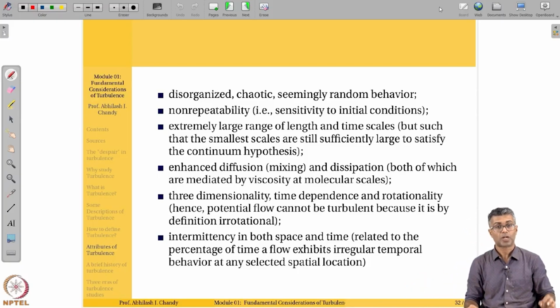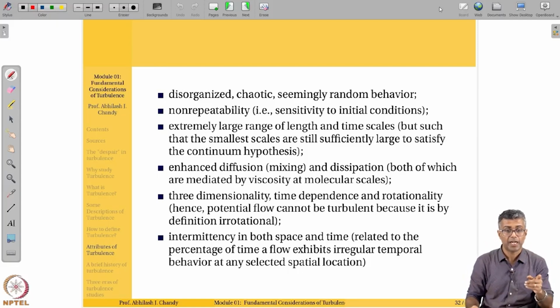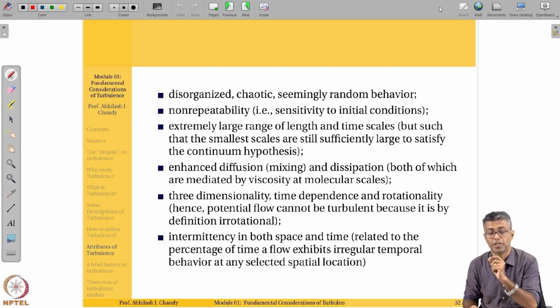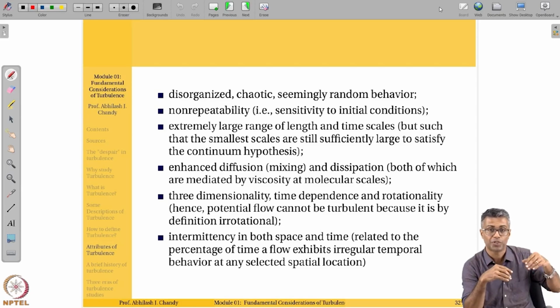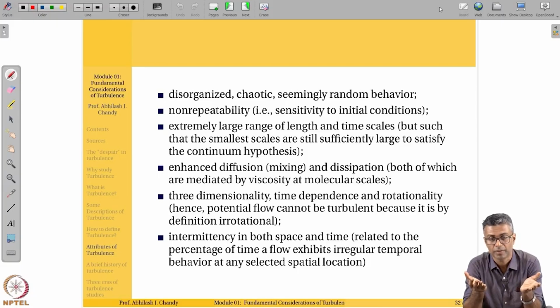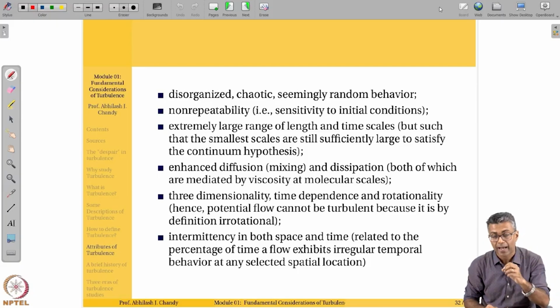The three-dimensionality, the time dependence, the rotationality, this is the fifth point. The rotational part is also something to keep in mind. Remember, you have potential flow, which assumes irrotational flow that cannot be turbulent. Turbulence is characterized by rotationality. 3D, of course, and it is dependent on time.